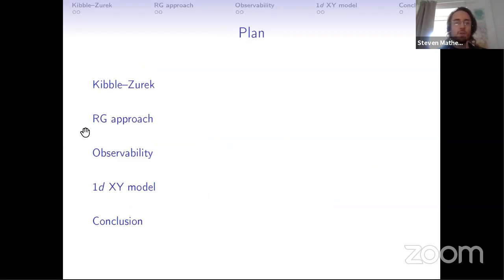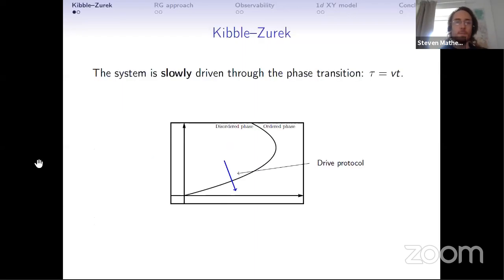So I will first introduce the Kibble-Zurek mechanism. Then I will very briefly tell you about our RG approach that led us to this result. Then I will tell you how these results can be observed. And finally, I will focus on a specific model where we recover the predicted phenomenology.